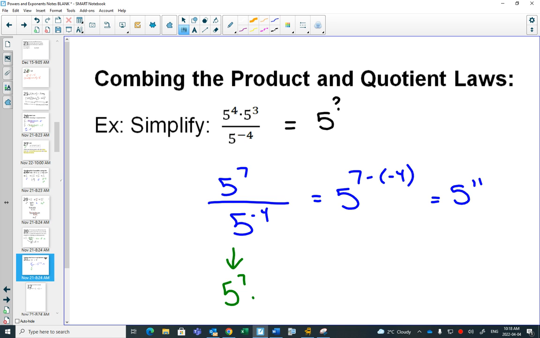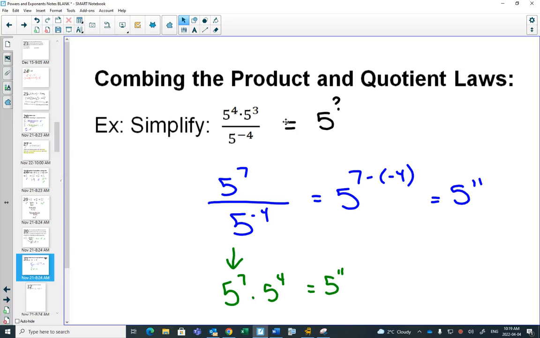And if I move a 5 to the negative 4 to the top and change it to a positive, then I'd have 5 to the 7 times 5 to the 4. And now we have our adding rules. And we get 5 to the 11 as well. So you have options with the negative exponents. You could have kept the negative and done your math with the negative number, saying, I'm dividing powers with the same base, I can subtract my exponents. I get 5 to the 11.